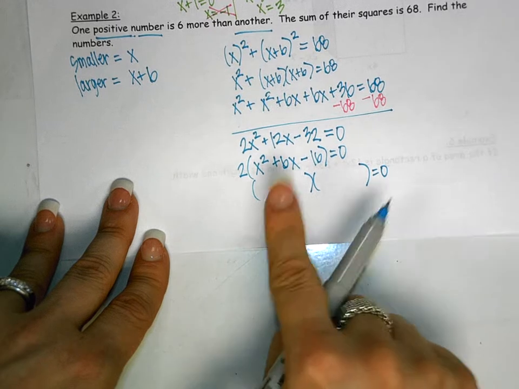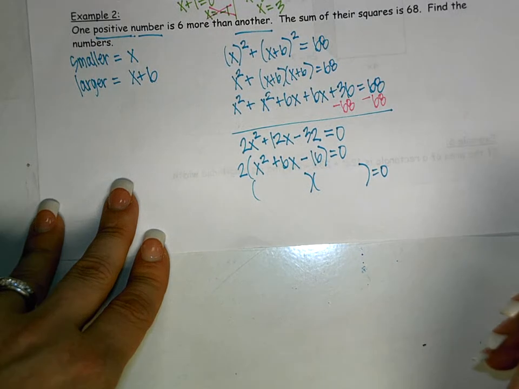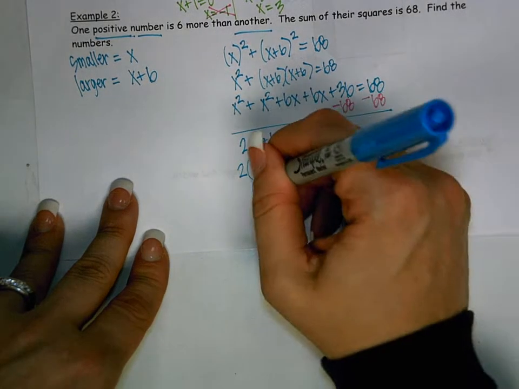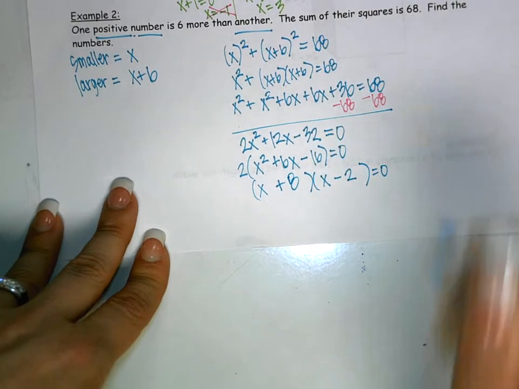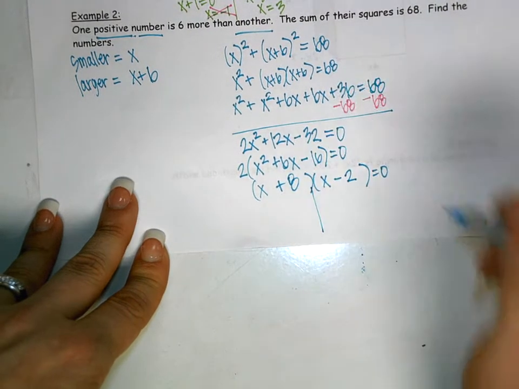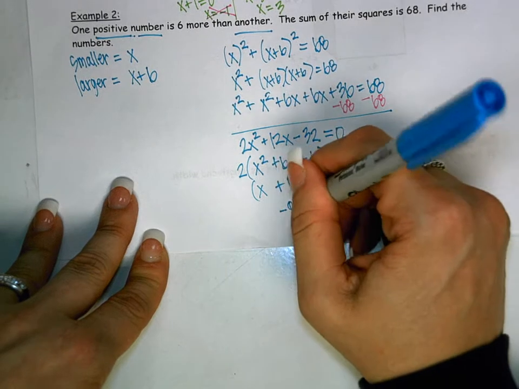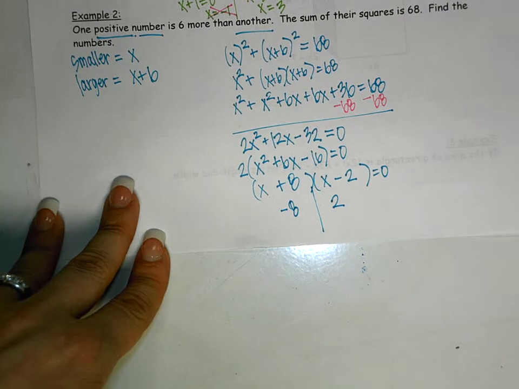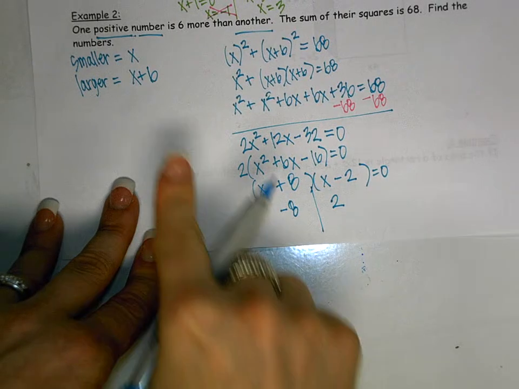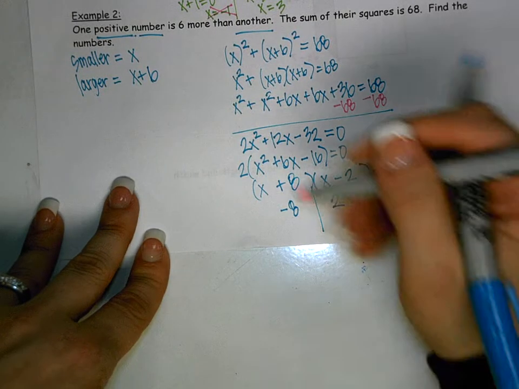How does that factor? What multiplies to negative 16 and adds to 6? X plus 8 and x minus 2, exactly. If I break these up, I get answers of negative 8 and positive 2. Which one should I throw away? The negative 8, because it said positive, so it can't be negative.